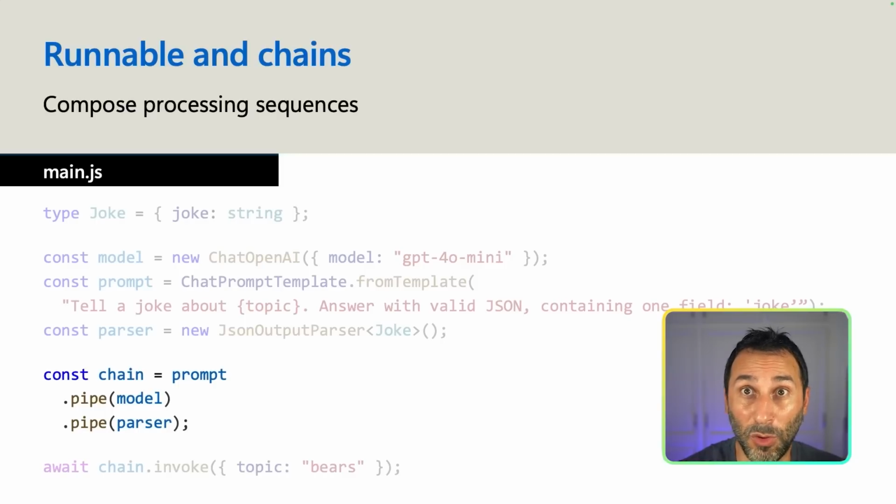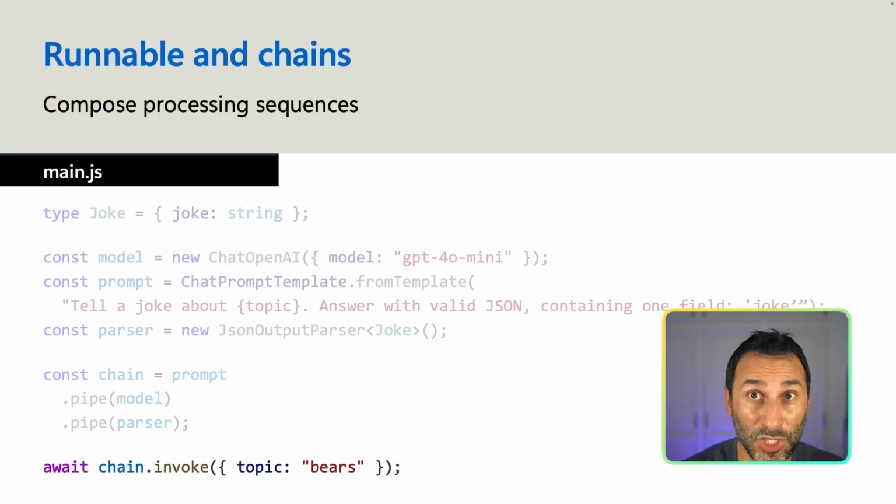And we define our workflow called a chain. We take our template, we pipe it to the chat model to generate the response, and pipe the response to the output parser. And finally, we invoke our chain with our parameter, and we'll get our object as a result.